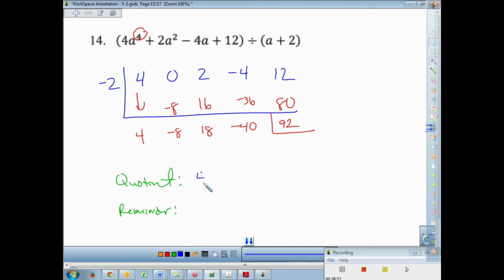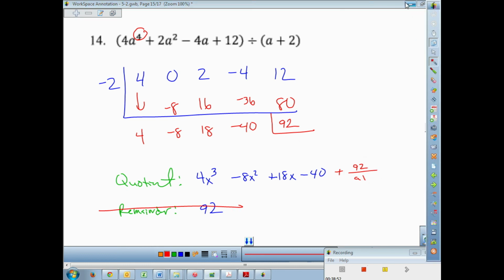Four x what? Cubed. Because it was originally a 4th power, it just knocks it down 1, right? It's a 3rd power minus 8x squared plus 18x minus 40, and then the remainder is 92. This is how I want it. That's it. That's all we've got to put. You may see it written like this. If this part wasn't there, you'd say plus 92 over what? x plus 2. That's how a lot of times you'll see a remainder. It's like 92 over that, but we'll do it this way.